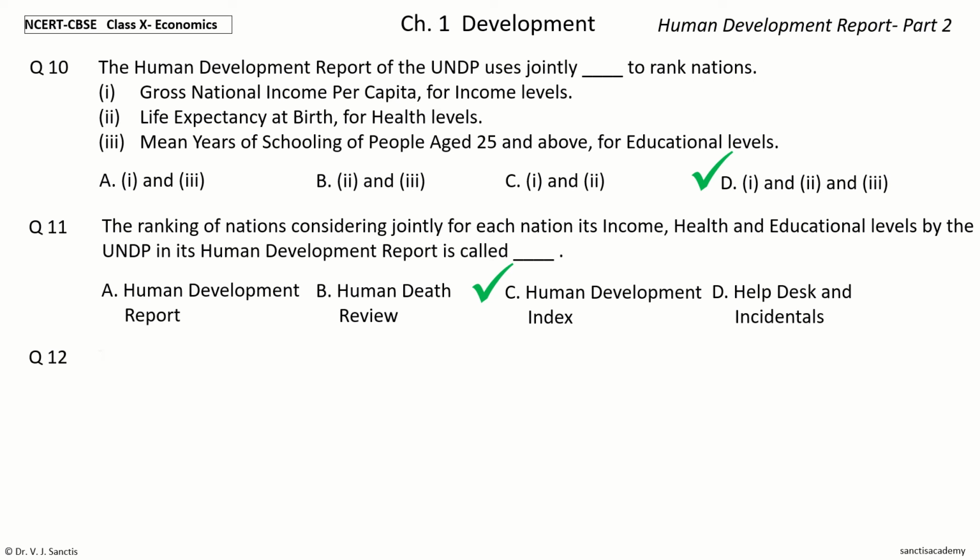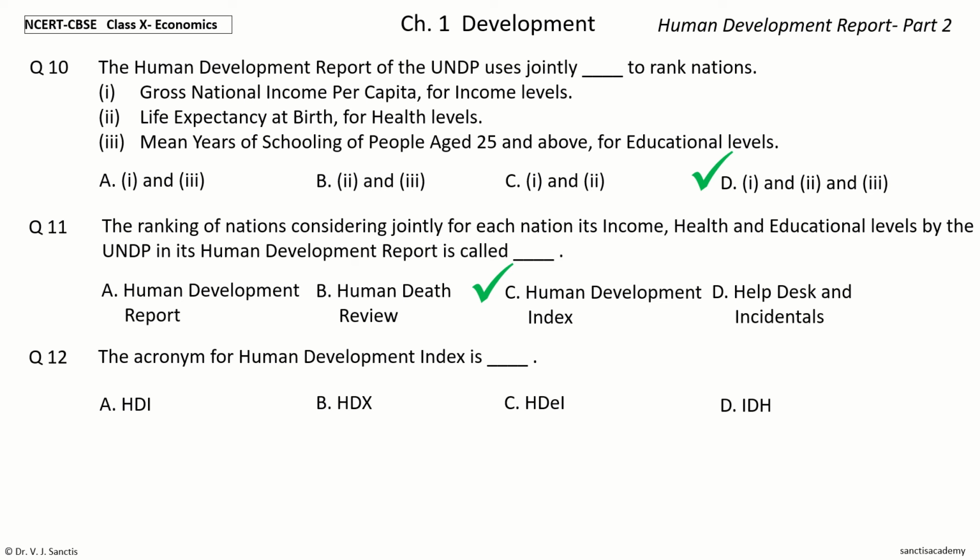Question 12. The acronym for Human Development Index is dash. The options are HDI, HDX, HDEI, IDH. Your time to choose. And the answer is HDI. So, the acronym for Human Development Index is HDI.